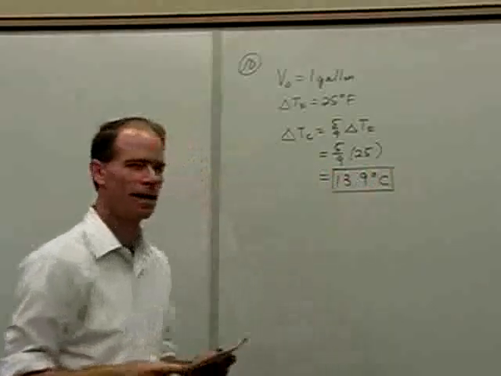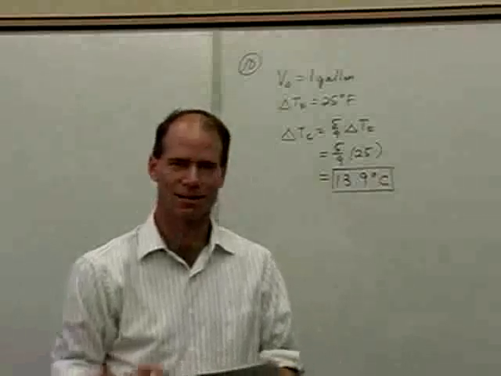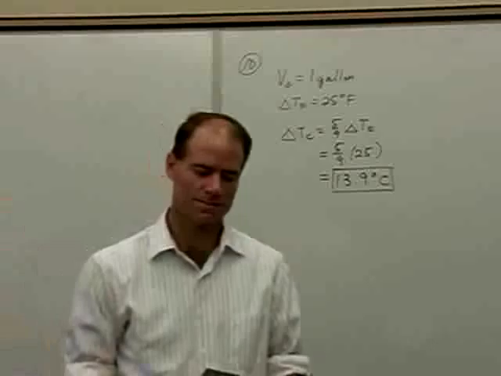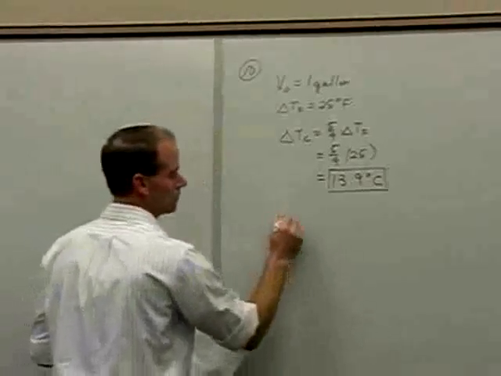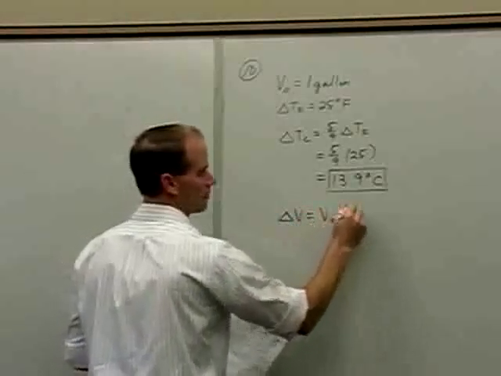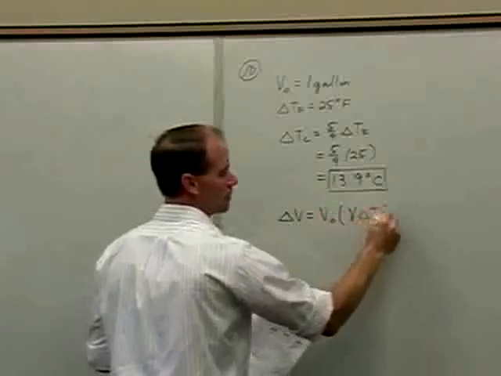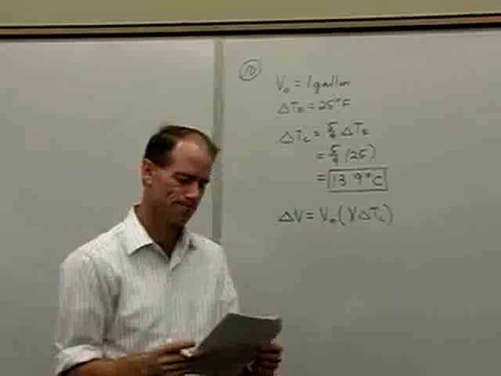So we'll say that the day starts off cool, and over the course of the day increases 25 degrees Fahrenheit, about 13.9 degrees Celsius. We'll have a change in volume of the gasoline equal to the original volume times the volume expansion coefficient times the change in temperature. Now, what is the volume expansion coefficient?